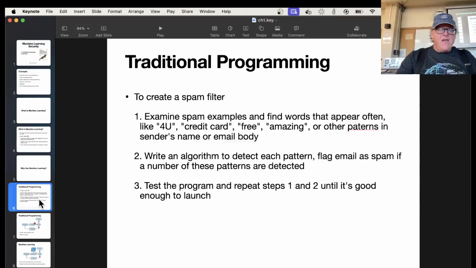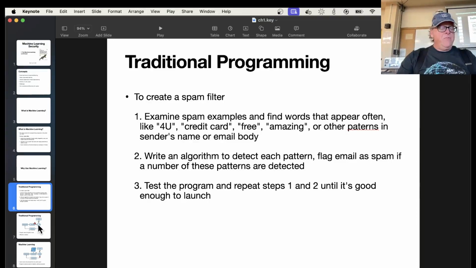Yeah, here's traditional programming. You'd read spam and you'd find words like 'for you' and 'free' and 'amazing' and other patterns in the name or body, and then you write an algorithm to look for those things. And if a spam contained a certain number of those, you'd call it spam and throw it away. This is the old technique. The problem is the bad guys immediately figure this out and then they misspell the words or something, and now you're getting through the filter.